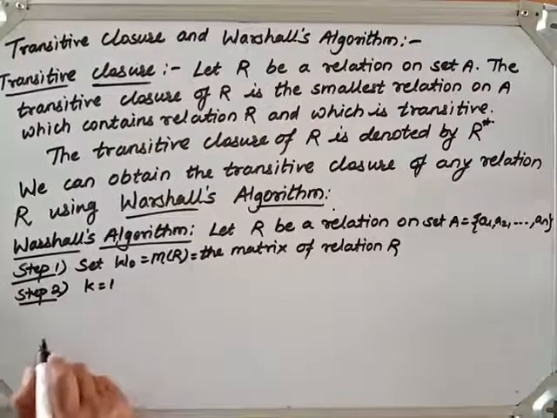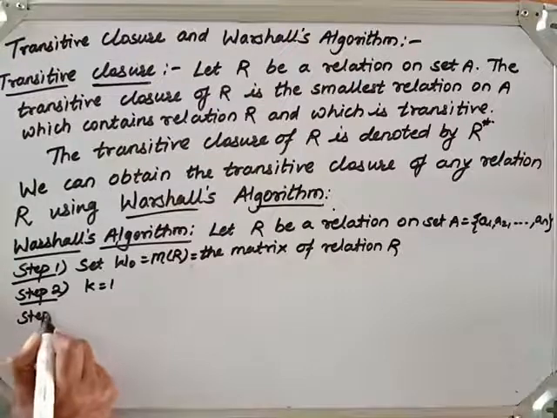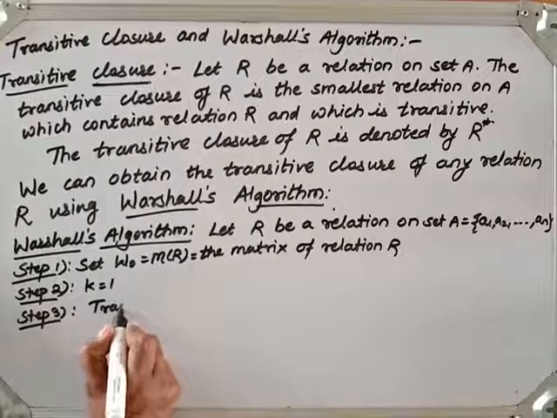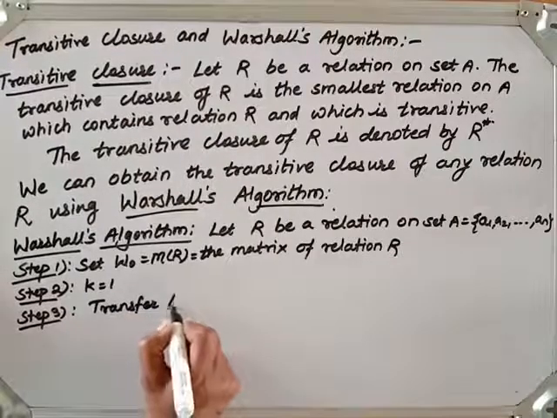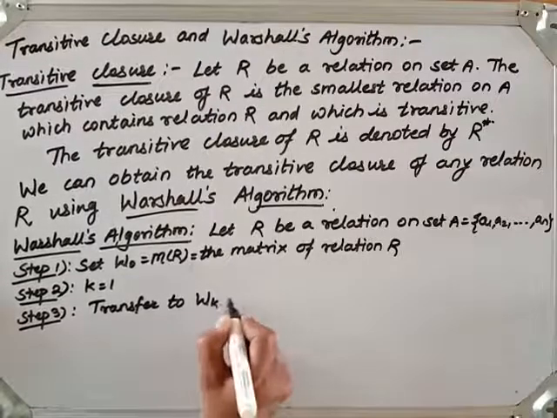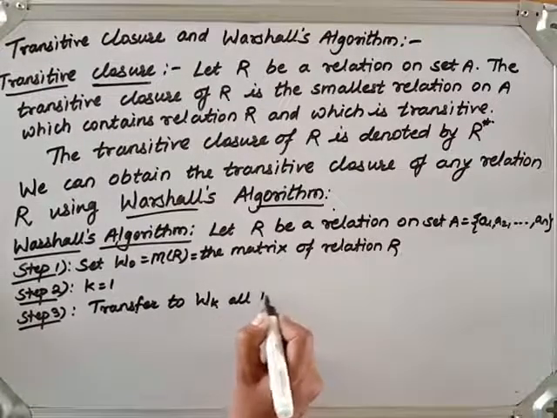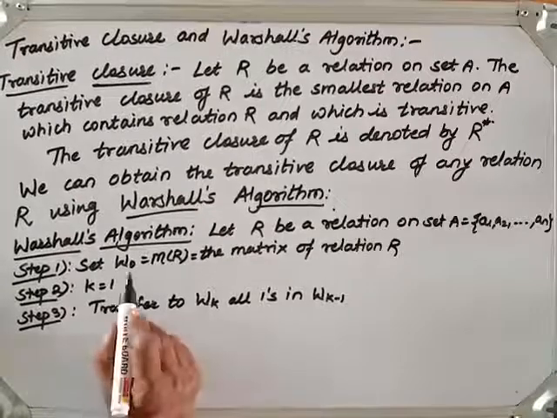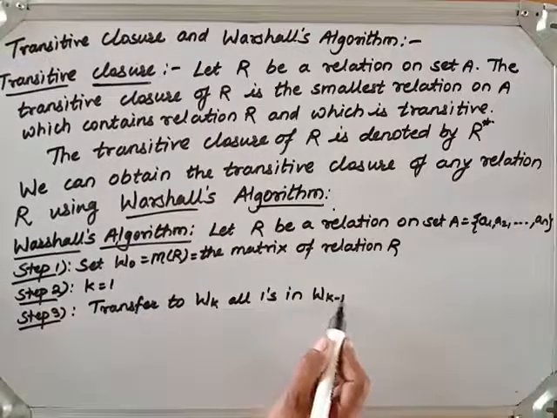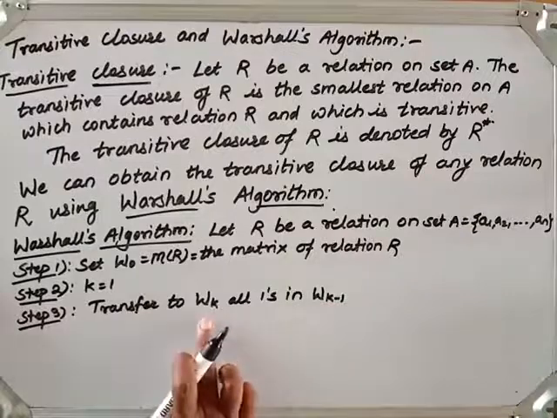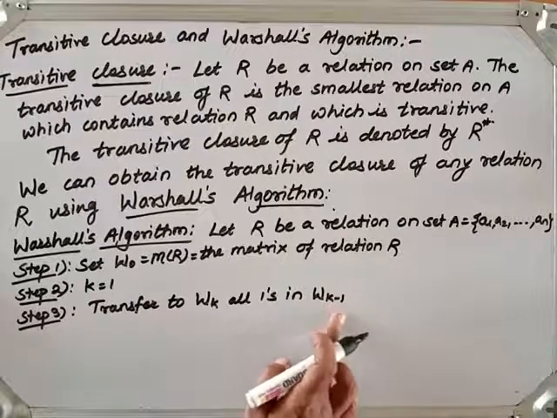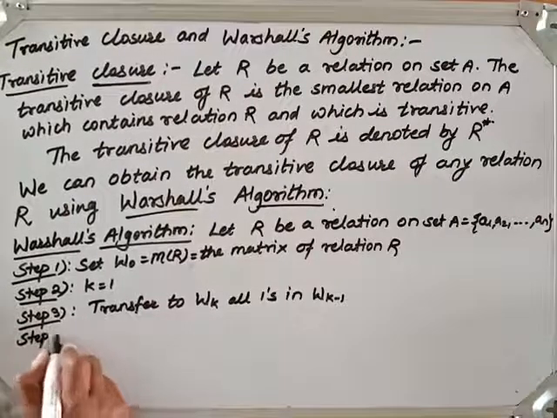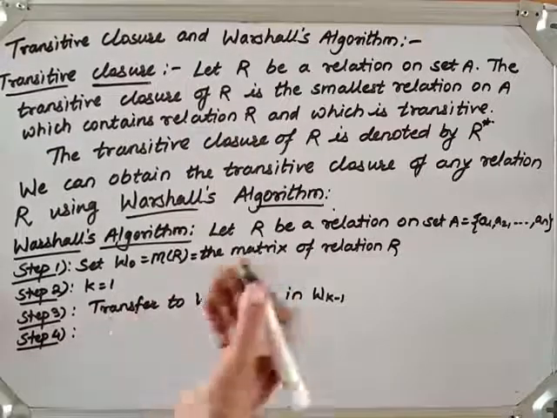Suppose K is equal to 1. Step 3 says transfer to WK all ones in WK minus 1. If K is equal to 1, we will transfer W0 to W1. If K is equal to 2, we will transfer W1 to W2 as such. It will be more clear by example. Let us take an example further.